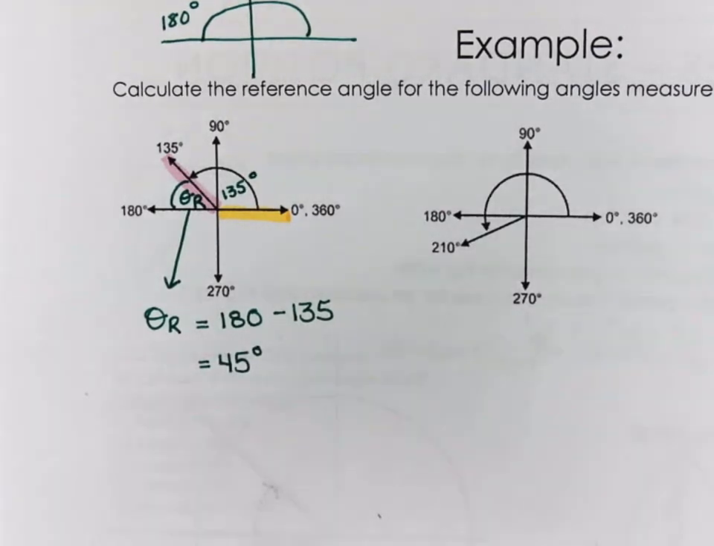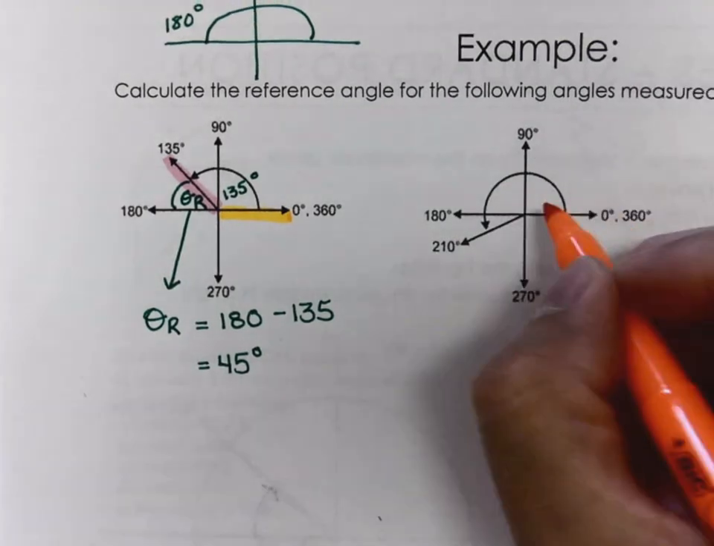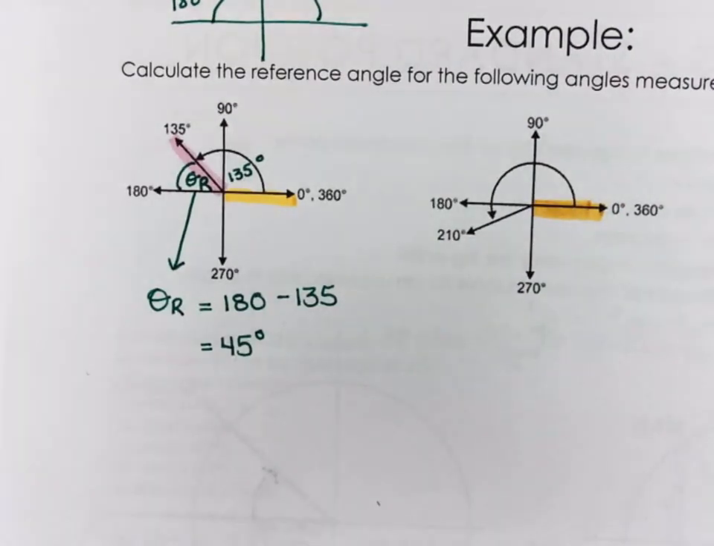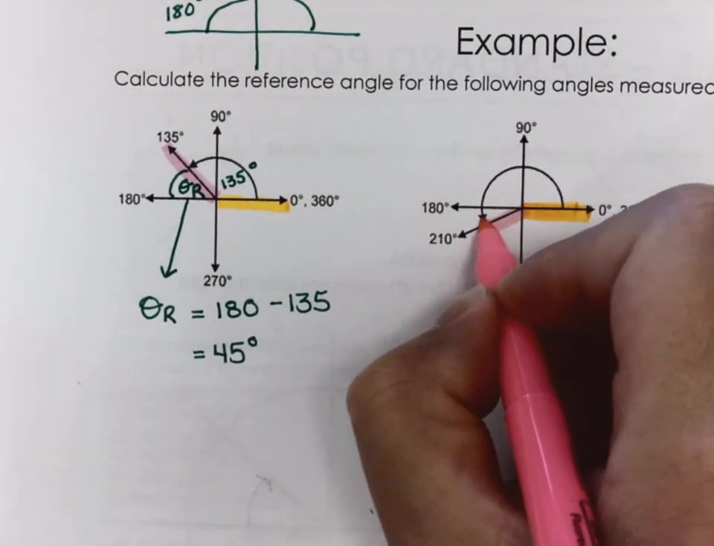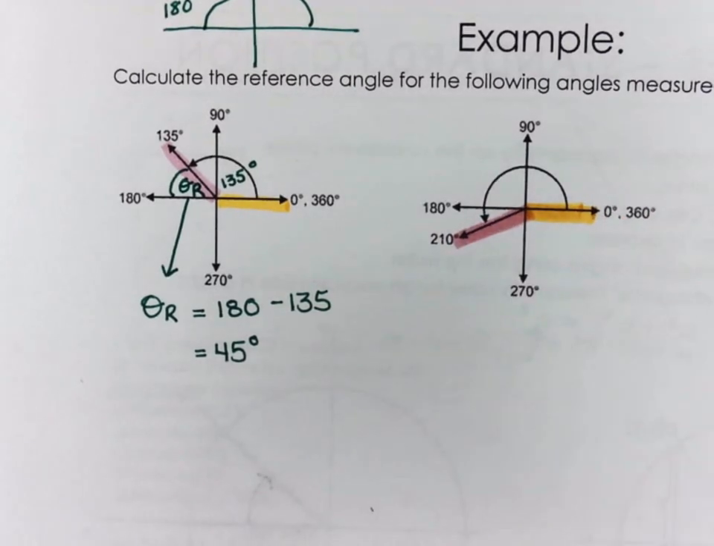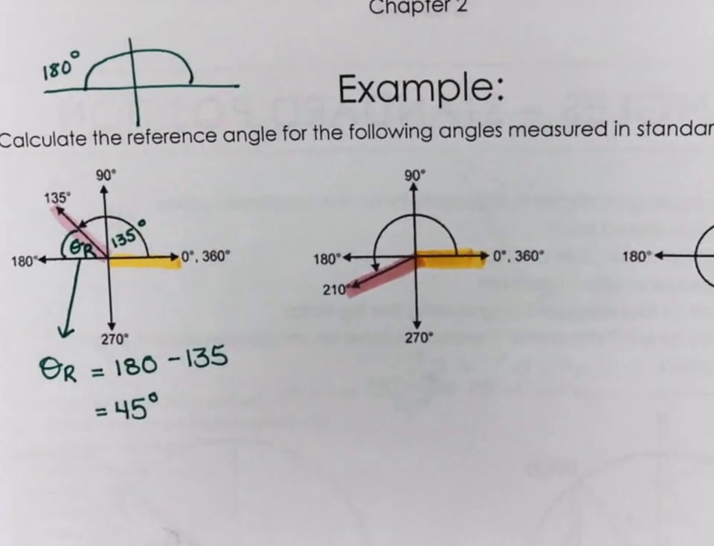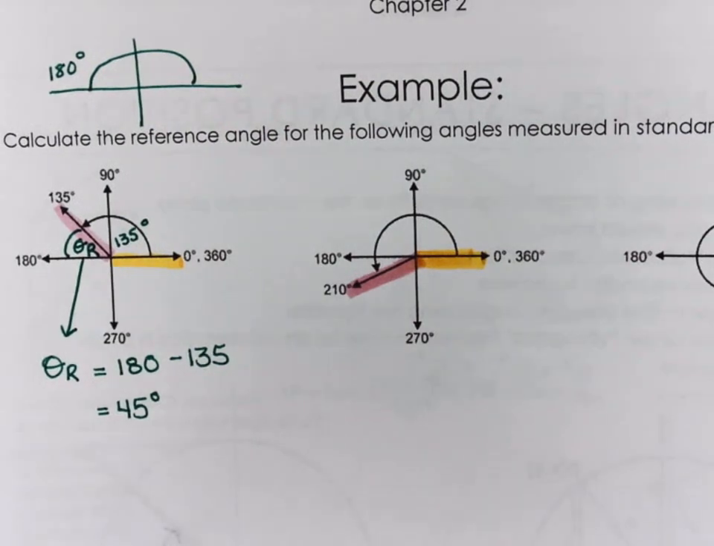Hopefully, if I've done my mental math right. And is that an acute angle? Yes, it is. Is it measured against an x-axis? Absolutely it is. Okay, so here we go again. Initial arm is here. Terminal arm is here. And now we're looking for that acute angle, that reference angle.